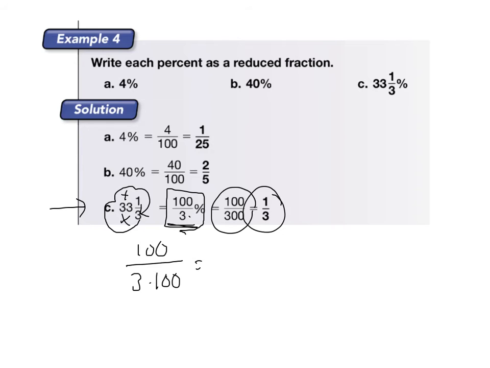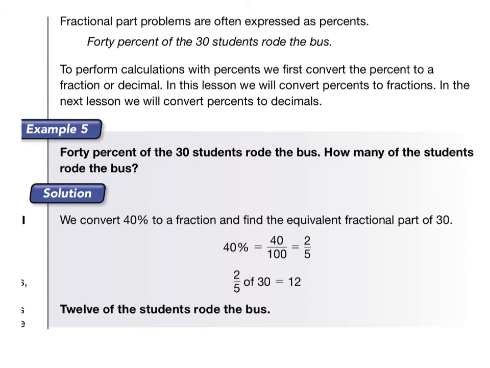Okay, let's go on. You have 2 more examples. Okay, now in word problems, you're going to be asked to find percent of numbers. So in order to do that, you want to write this down. This is the same thing as example 5 right here. So what we're going to do is to perform calculations with percents, we must first convert the percent to a fraction or decimal, and then we're going to multiply. You always want to multiply.